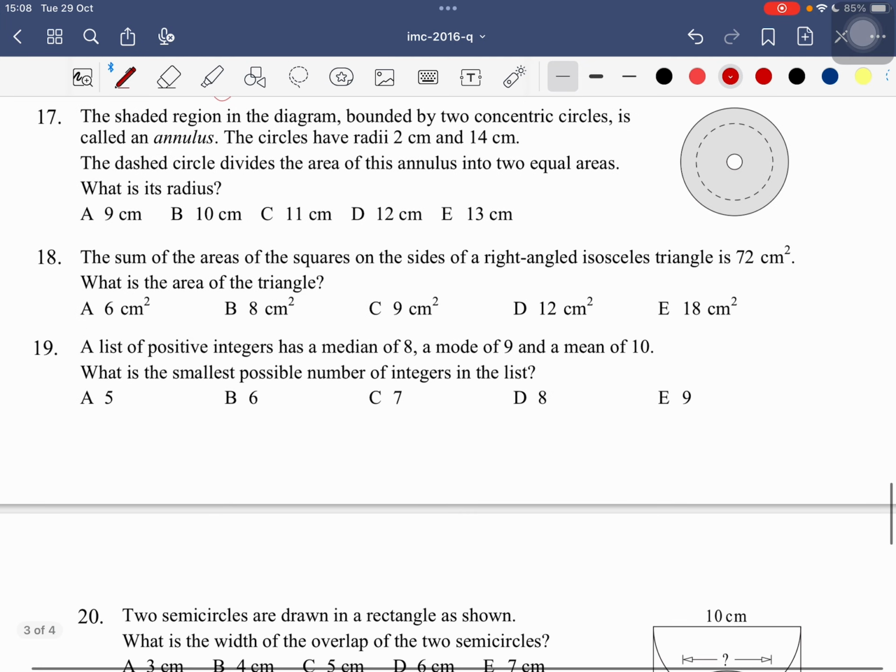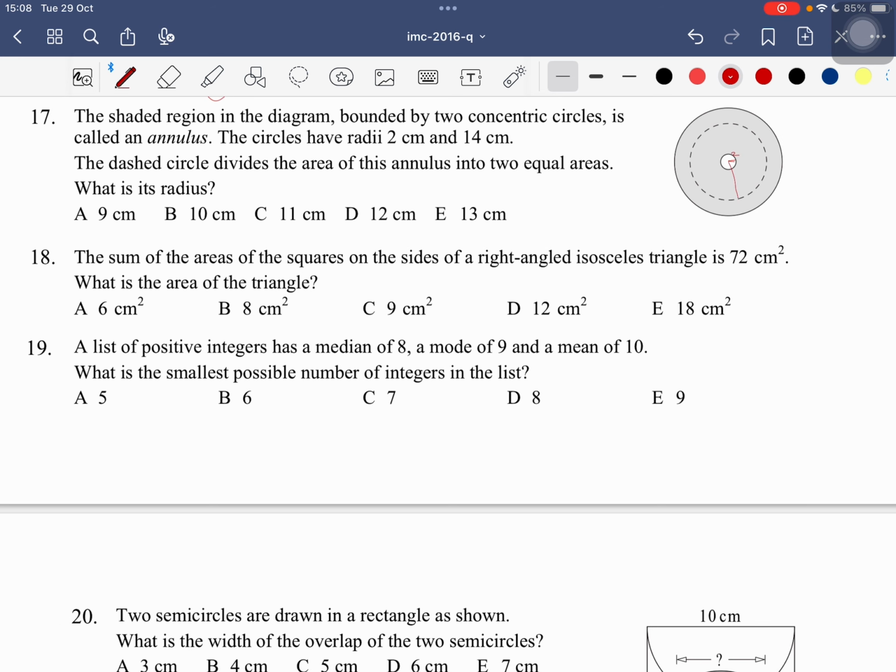Number 17. This shape is two concentric circles, an annulus. The radii are 2 and 14. So maybe this is 2 and this is 14. The circle should divide the area into 2 equal areas. Okay. So let's say this is r. Then let me call the outer ring 1, and the inner ring 2.